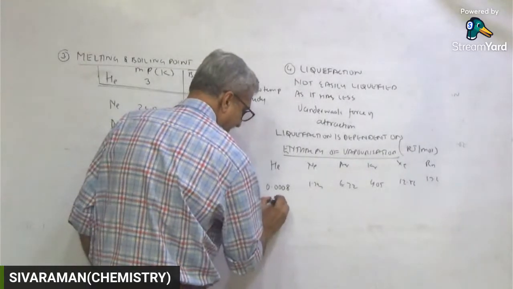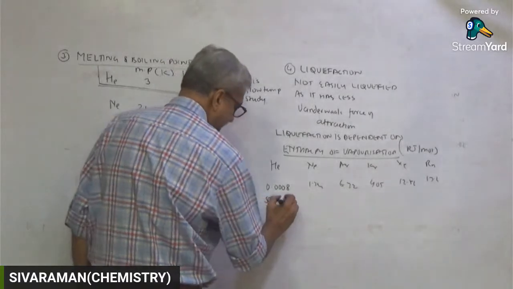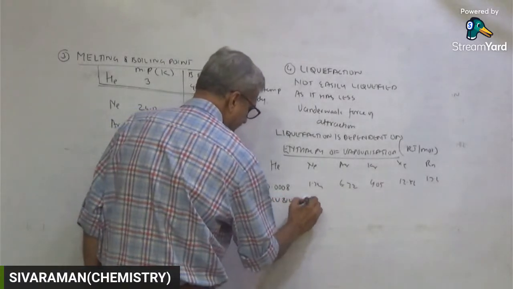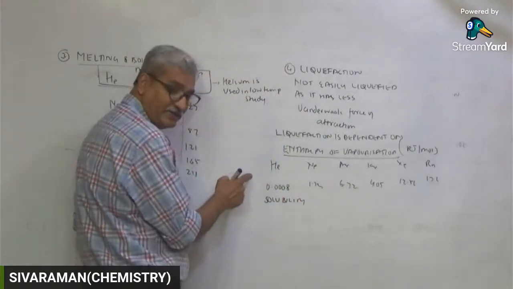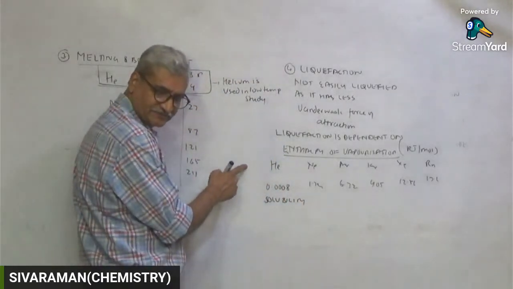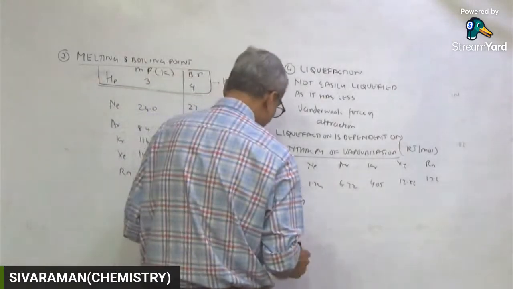Next is solubility. So what can we say about this? They have very low critical temperature, which is why they do not get easily liquefied.